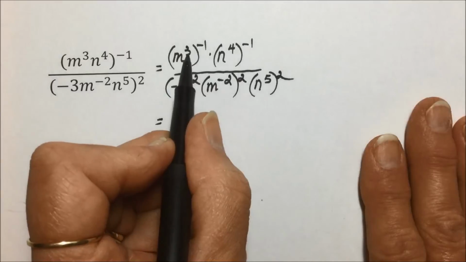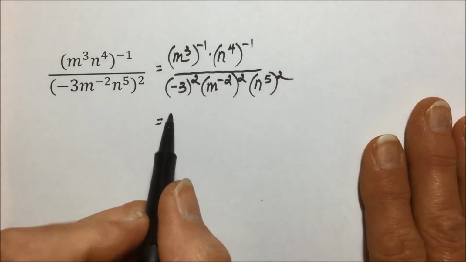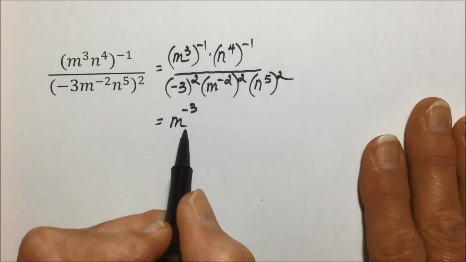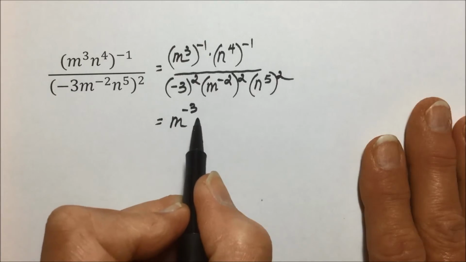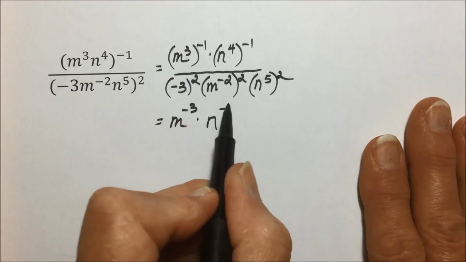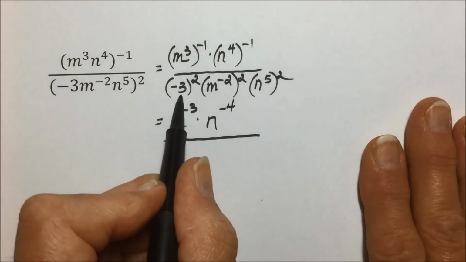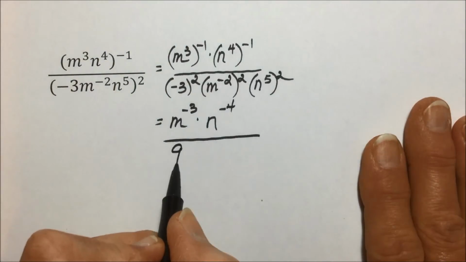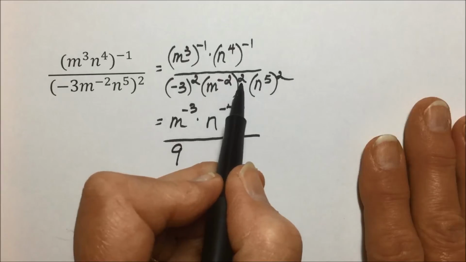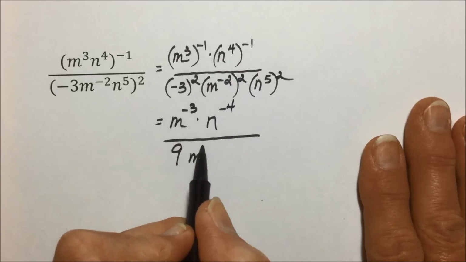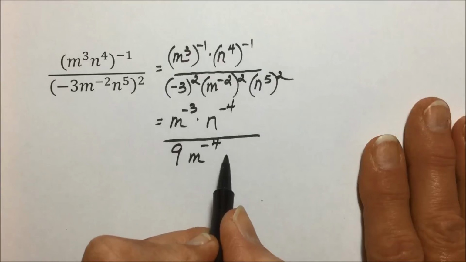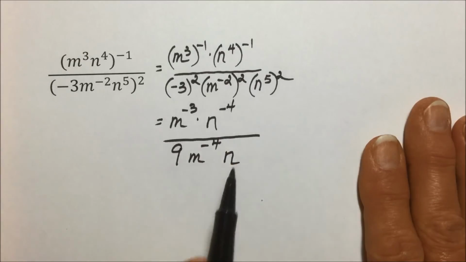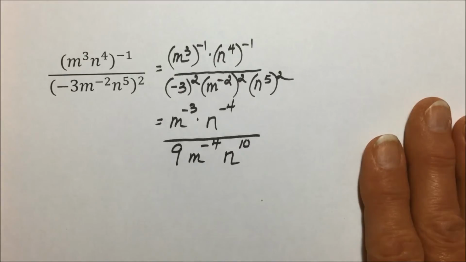Simplifying here, we have a product raised to a, not a product, we have a power raised to a power, so we multiply exponents. 3 times negative 1 is negative 3. 4 times negative 1 is negative 4. Negative 3 to the second power means negative 3 times negative 3, which is 9. Here we have a power raised to a power, so we multiply exponents with a negative 4. And same thing with the n. 5 times 2 leaves us with an n to the 10th power.